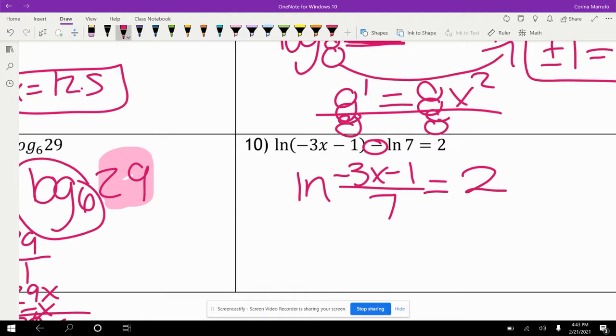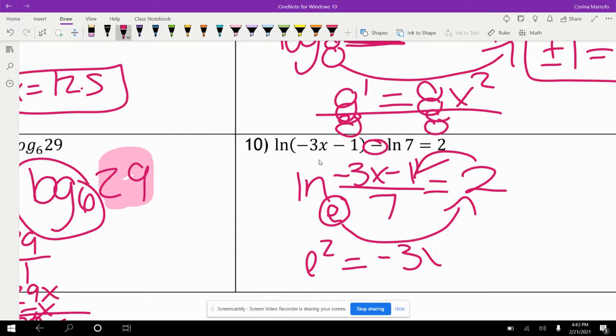And this is equal to 2. Okay, then we're going to go ahead and write this. Now, we don't have log on both sides like we did on the previous problems, okay? So we're going to have to write this in exponential form. So we take this base. Remember, the natural log, your base is e, so it's going to be e to the second power equals this. So e squared equals negative 3x minus 1 over 7.